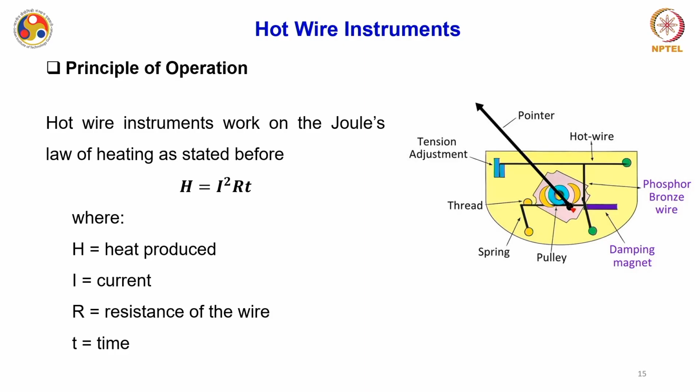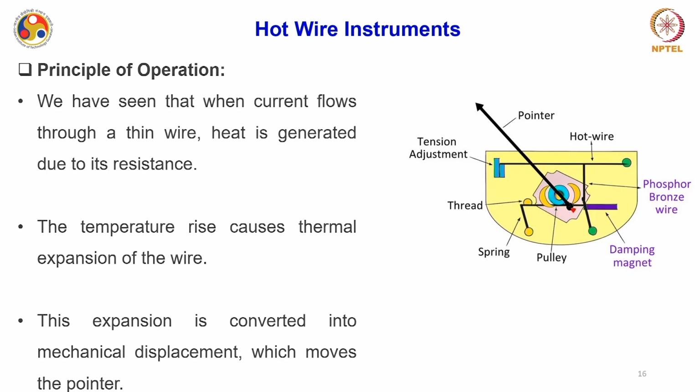Okay. So hot wire instruments, as I have mentioned, work on Joule's law of heating. So H is equal to I square RT, where H is the heat produced, I is the current flowing through the wire, R is the resistance of the wire, and T is the time duration for which the current flows. We have already seen this equation. Okay. So we have seen also that when current flows through a thin wire, please note that in this case the wire is very thin and the thickness is very uniform. Along with the thickness of the wire, the uniformity of the thickness is also very important to keep this delta L parameter constant throughout the wire's length.